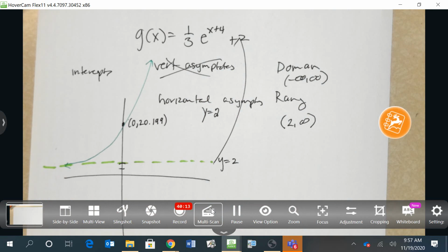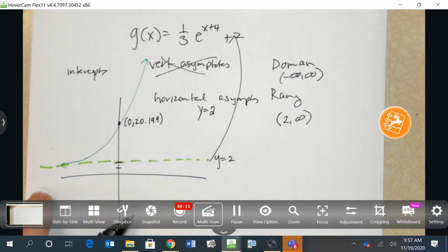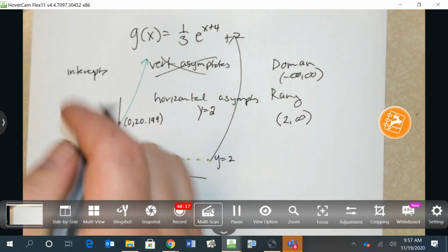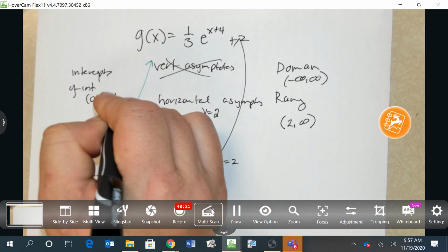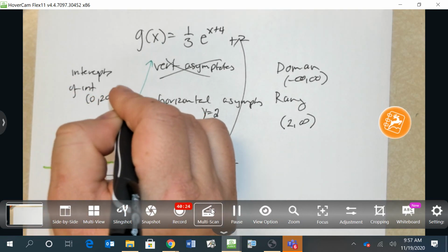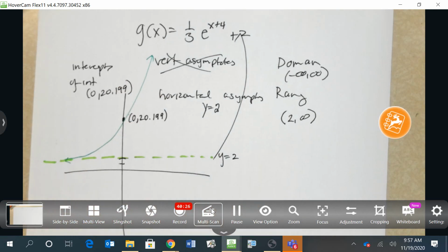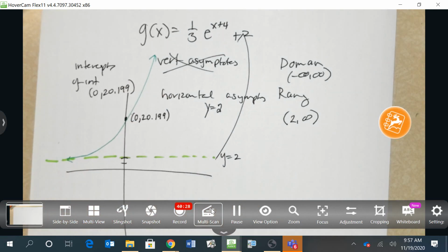And there is an intercept. Now, is this the x-intercept or y? Well, there's no x-intercept, so this is the y. So it does have a y-intercept of 0 and 2.199.